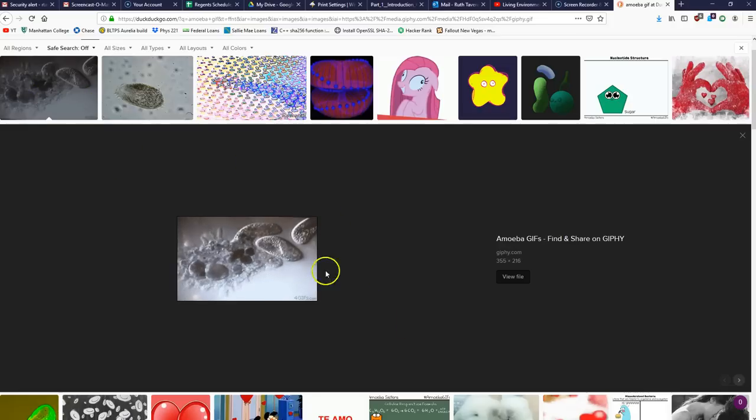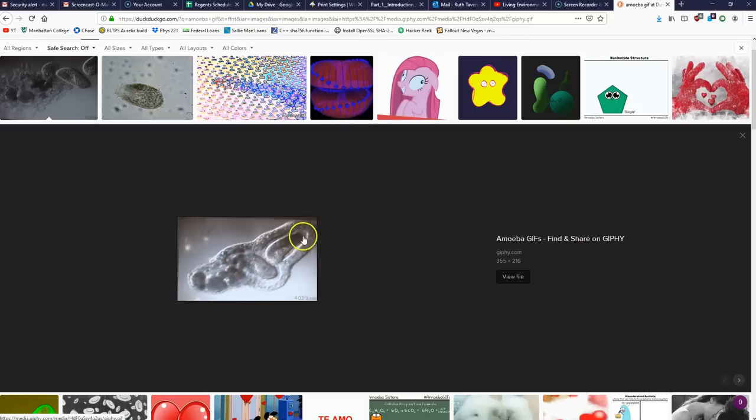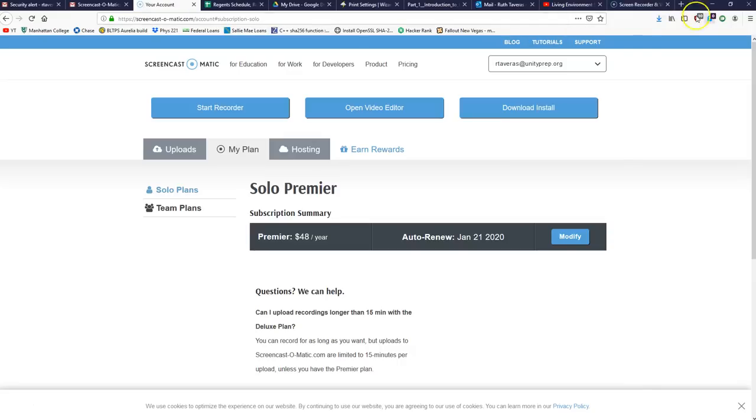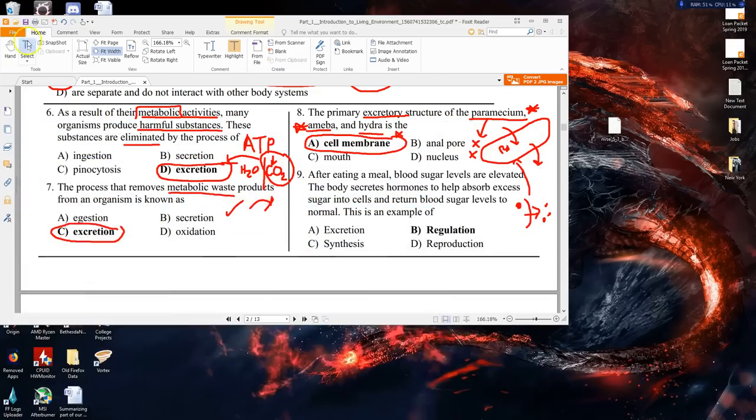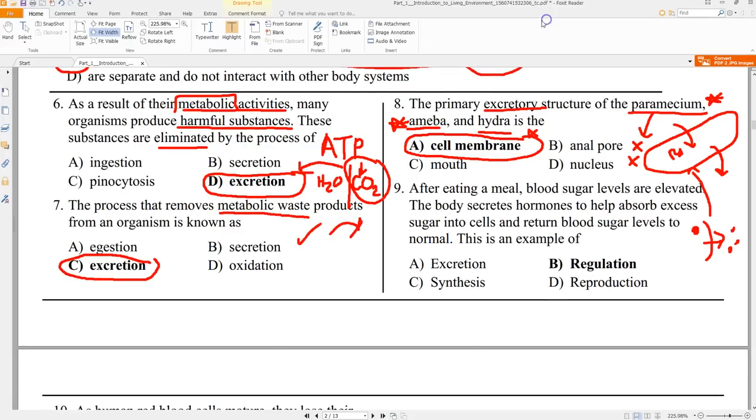Let's see what this one looks like. Oh, that's definitely an amoeba. See that? It's probably feeding. Super cool, these little guys. Oh, trapped. So let's go back to our questions. We're making good time here.